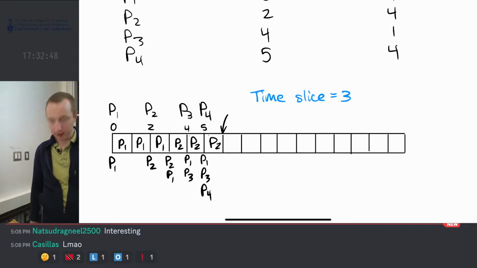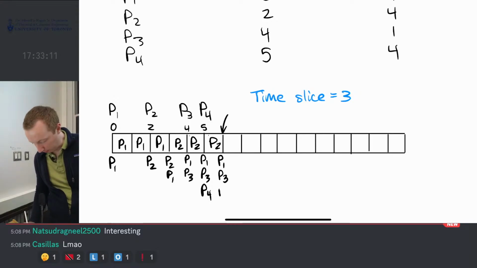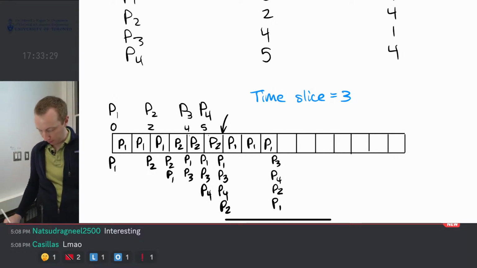So at time 6 here, P2 is done with its time slice, so I have to schedule another process. What one should I run? P1. P1 is at the front of the queue, so I would run P1. Also, P2 still wants to execute, so I would put it at the back of the queue. So I execute P1 for 3 time units. It still wants to execute a bit more, but it has done its time slice, so it goes to the back. So my queue would be P3, P4, P2, and then P1.